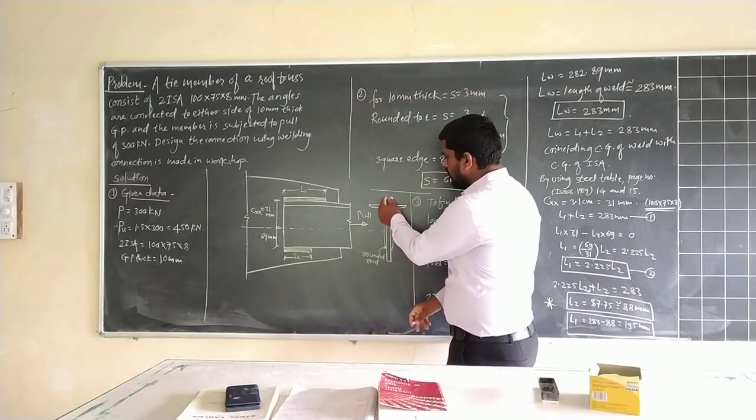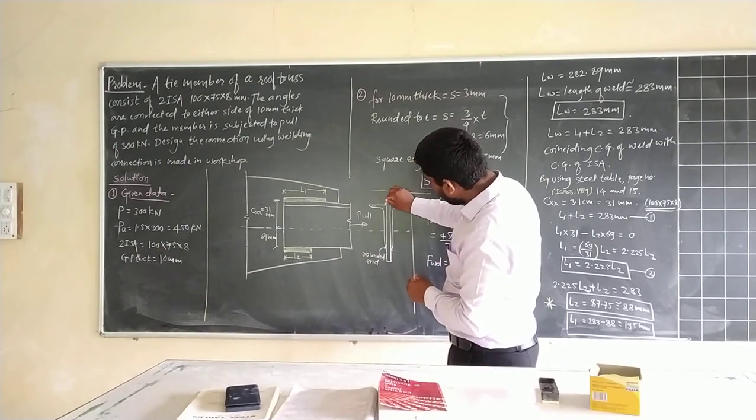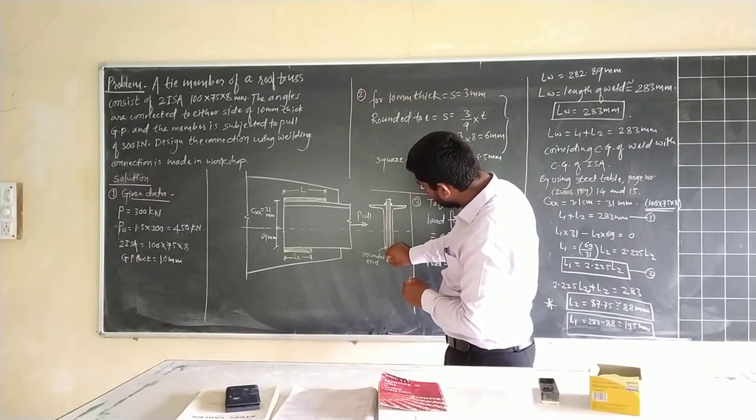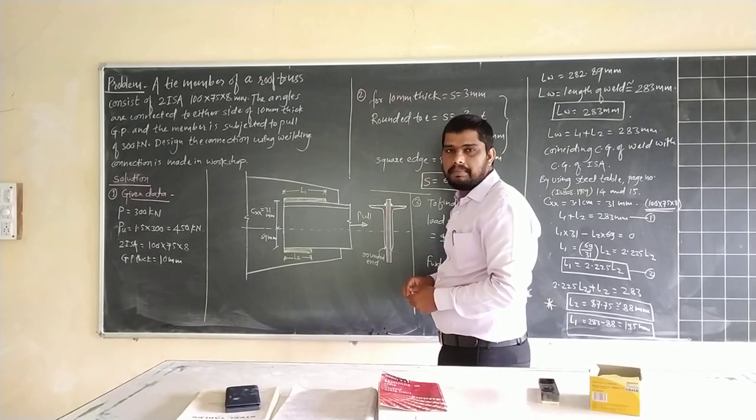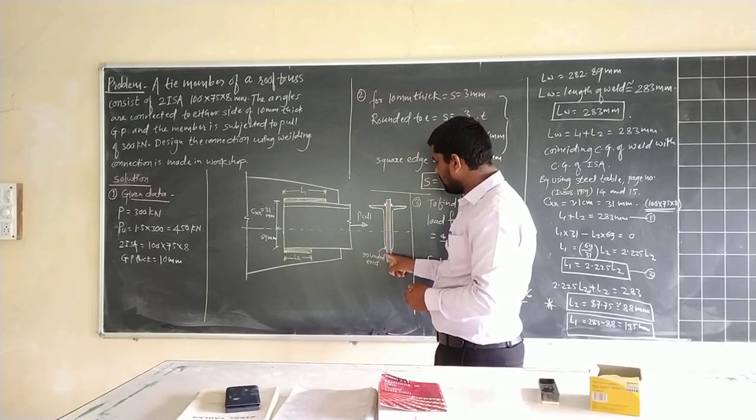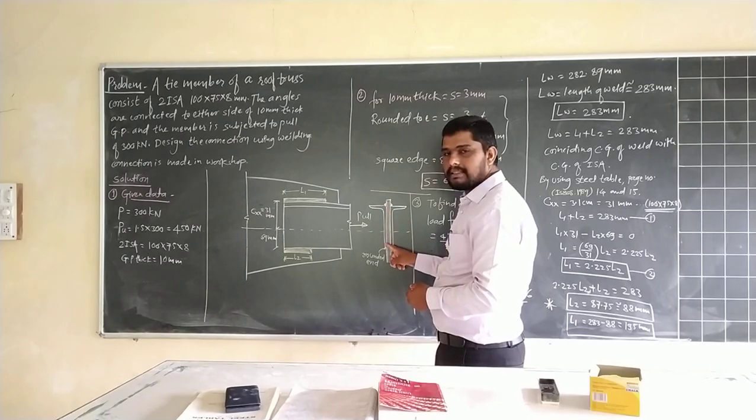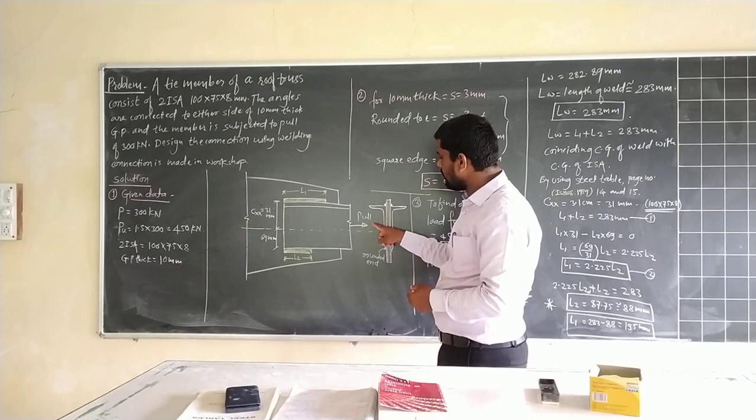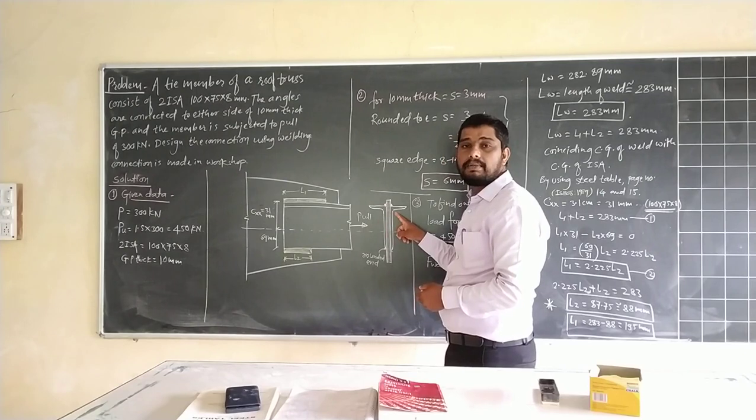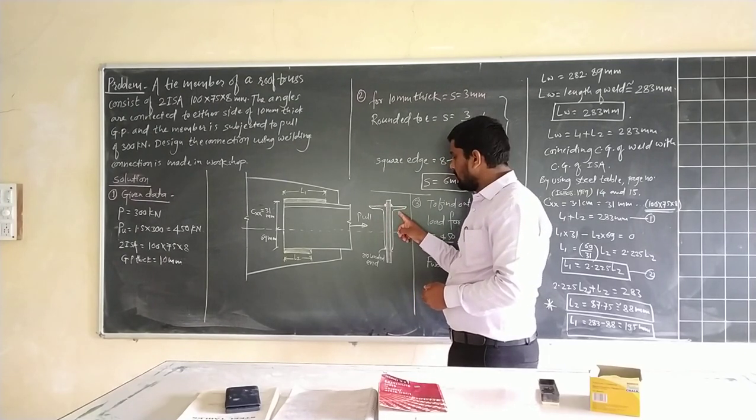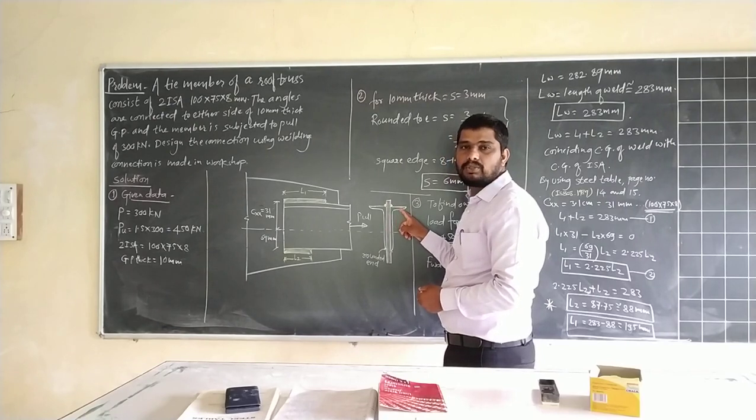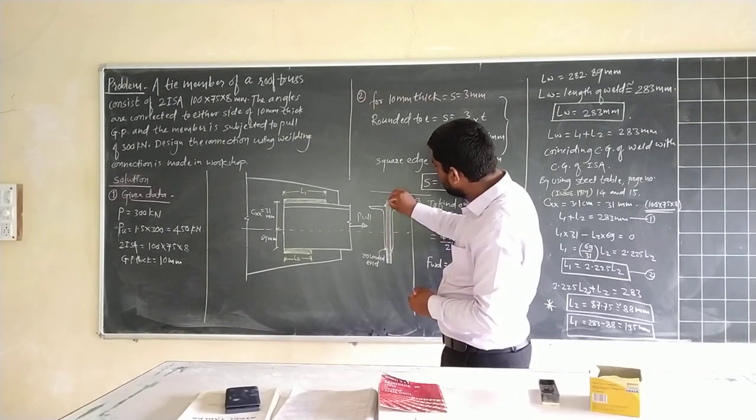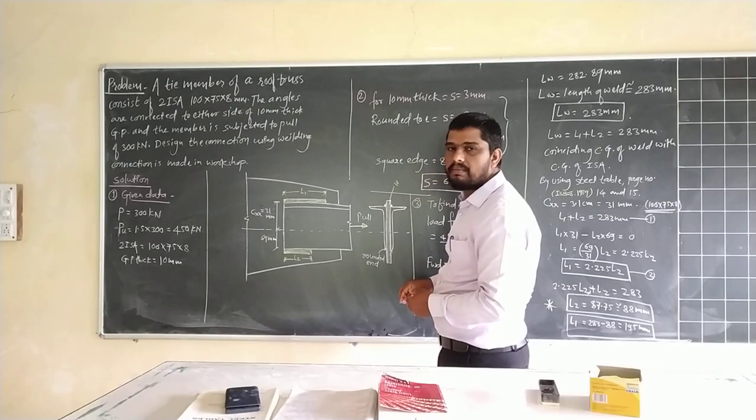So this 10 mm gusset plate is connected on either side of this angle. So this is one angle, connected on one side, and another angle will be connected on this side. Means these are connected back to back, and they are connected by the 10 mm thick gusset plate.